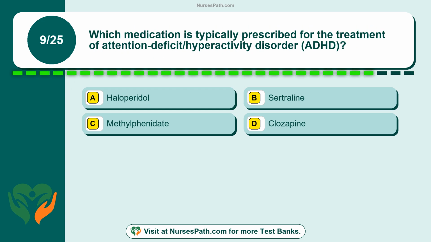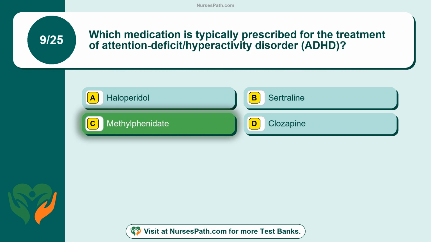Question 9. Which medication is typically prescribed for the treatment of attention deficit/hyperactivity disorder (ADHD)? Option A. Haloperidol. Option B. Sertraline. Option C. Methylphenidate. Option D. Clozapine. The correct answer is option C.